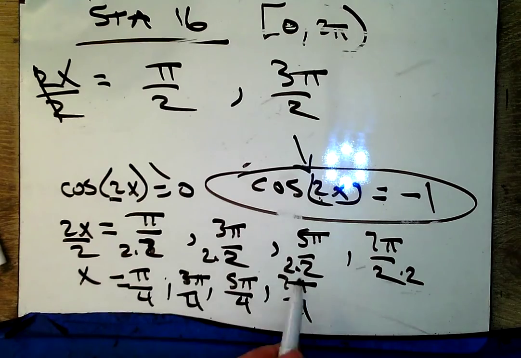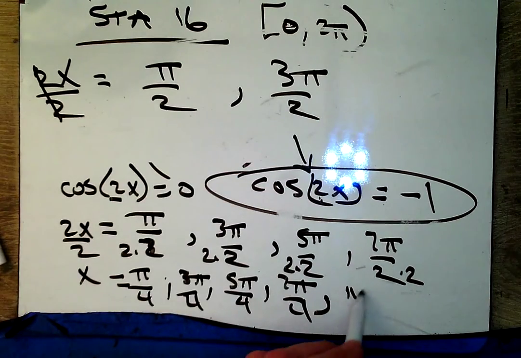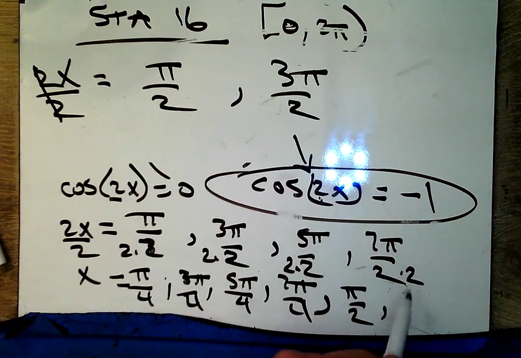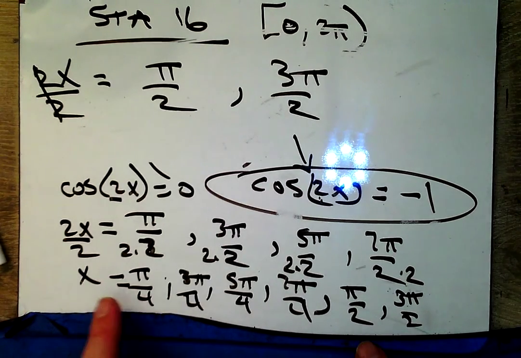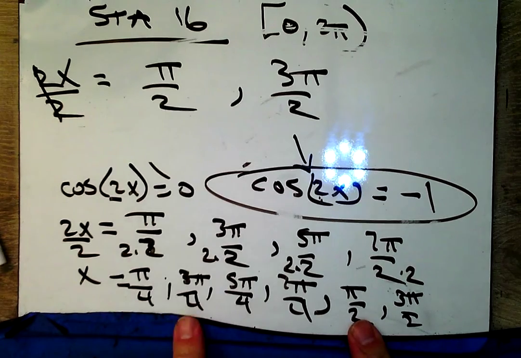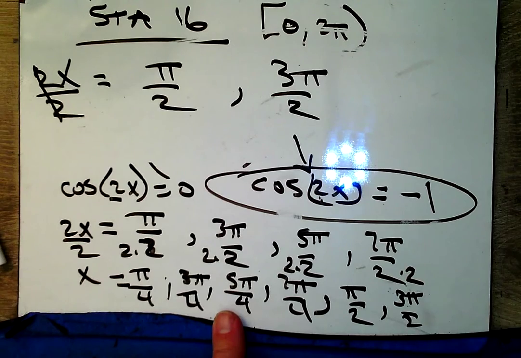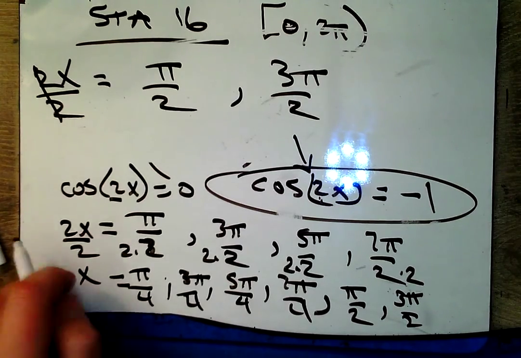So in addition to these 4 solutions, I also have pi over 2, which I guess is 2 pi over 4, and I have 3 pi over 2, which is 6 pi over 4. Isn't that interesting? You have pi over 4, 2 pi over 4, 3 pi over 4, 5 pi over 4, 6 pi over 4, 7 pi over 4. 4 pi over 4 is missing. All the others, though. Okay. All right. Well, that's that one. Yes, that's the last one.